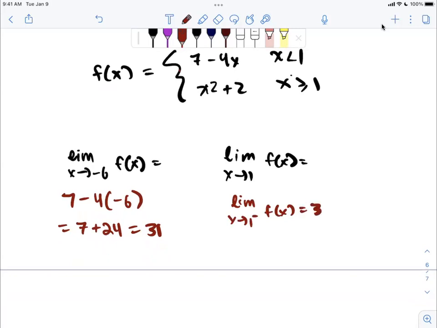And from the right, it's going to be x squared plus 2 when x is 1. And that's also 3 because 1 plus 2 is 3. And in fact, because both of these are the same, the limit does exist. And we're going to get 3 as our final answer.